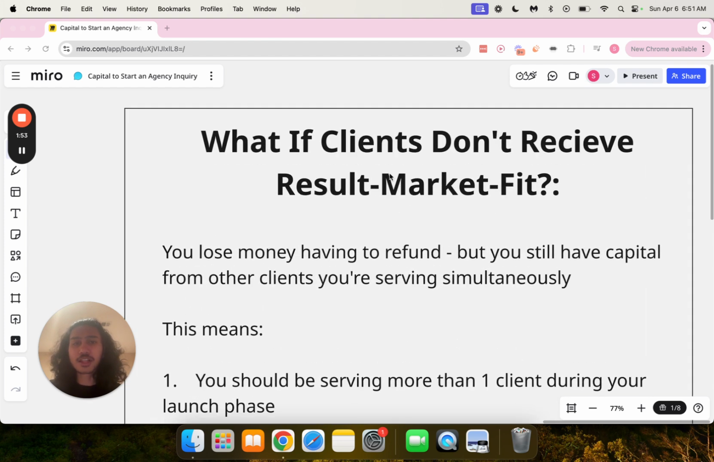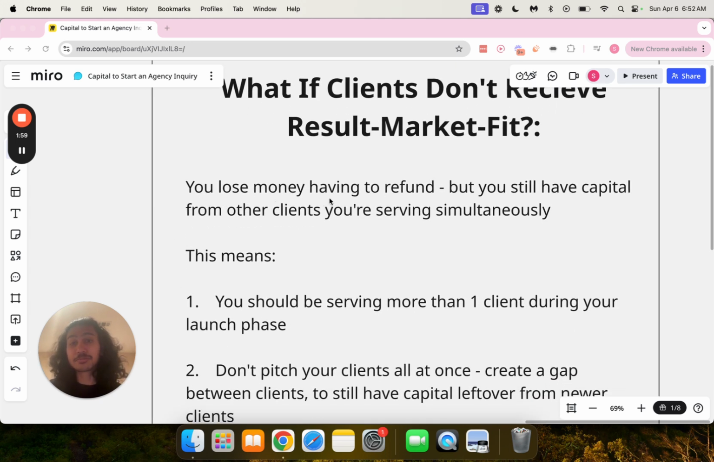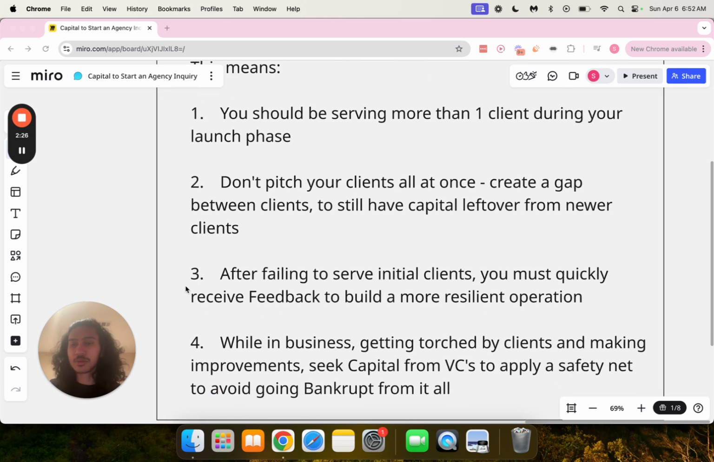Lastly, what if clients don't receive result market fit, you may ask? Well, then you lose money having to refund those clients, but you still have capital from other clients you're serving simultaneously. This means number one, you should be serving more than one client during your launch phase. Number two, don't pitch your clients all at once. Create a gap between clients to still have capital left over from newer clients. Number three, after failing to serve initial clients, you must quickly receive feedback to build a more resilient operation.